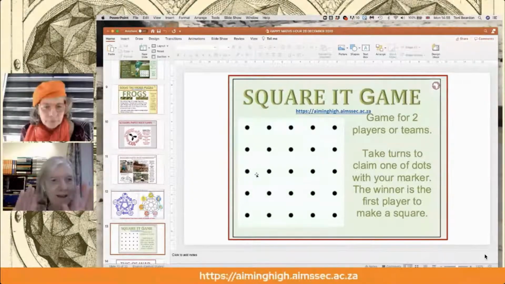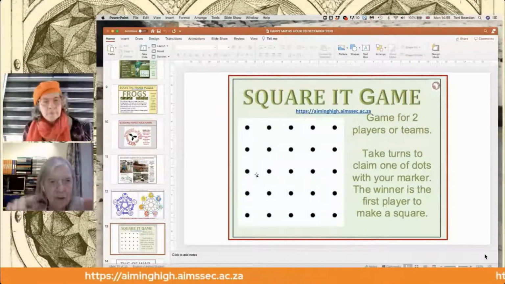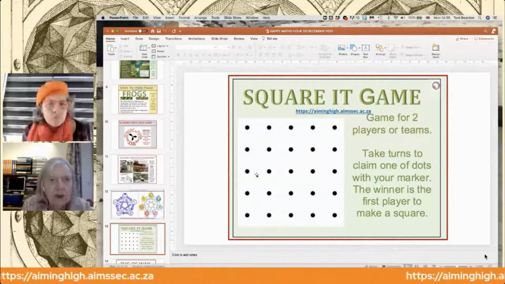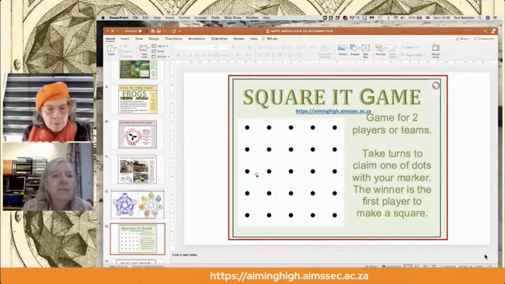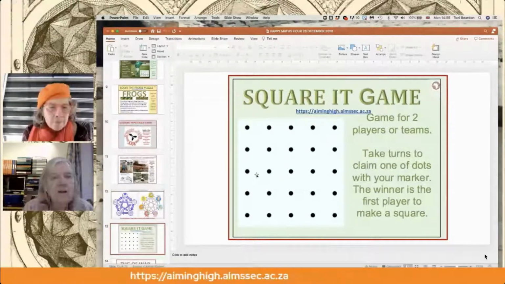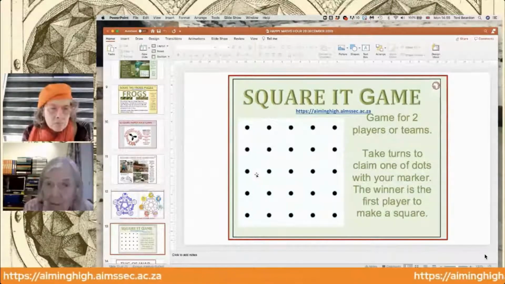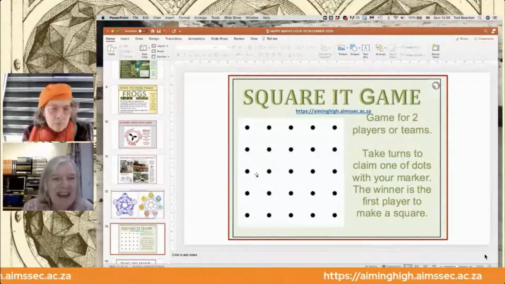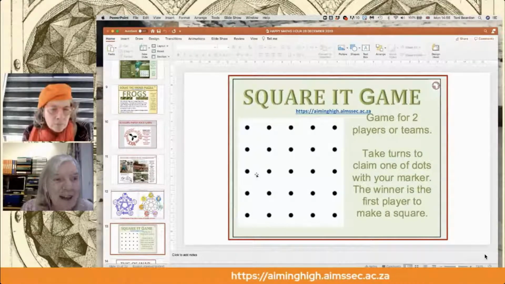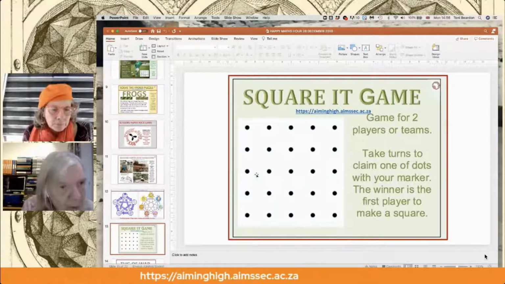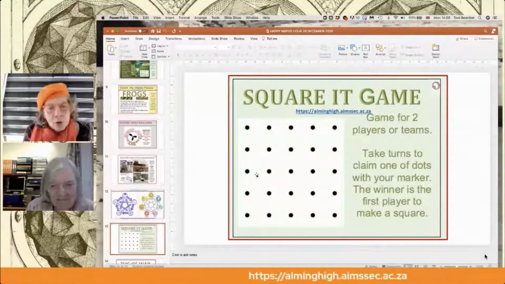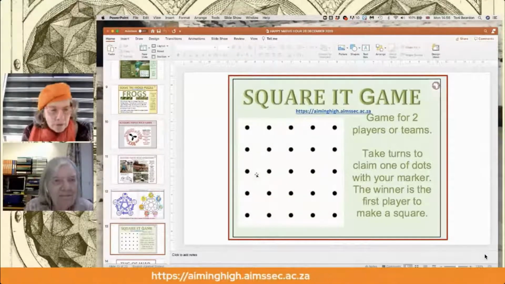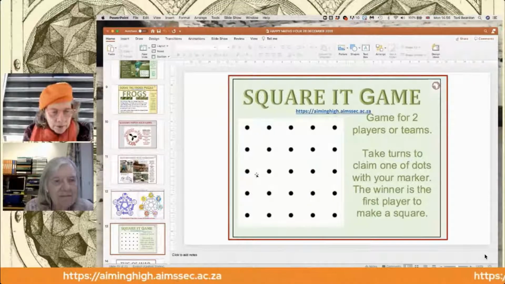It doesn't have to be with the edges of the square across and up and down. It can be a tilted square, so you've got to look out for the many possible squares that you can make. And you've got to make a square before your opponent makes one. So watch out what your opponent is doing. That's a good game. I play this game over Zoom with some of the people I tutor.